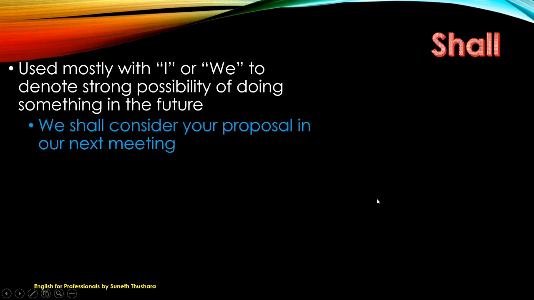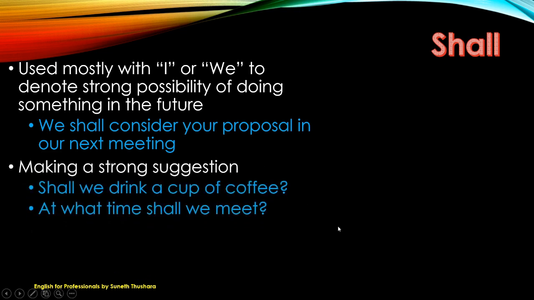Then we'll use shall, used mostly with I or we to denote strong possibility of doing something in the future. So that shall is strong compared with will. We shall consider your proposal in our next meeting. So you are telling we shall consider your proposal in our next meeting. So that means this kind of a strong statement. Definitely we will do something like that. Okay. Making a strong suggestion.